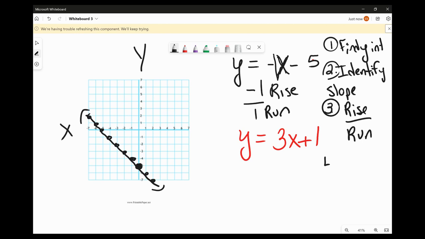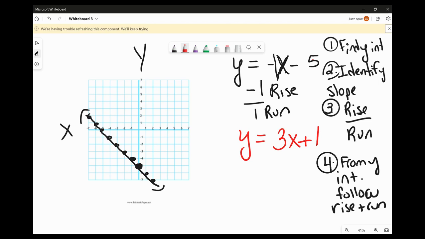After I determine the rise and the run from the y-intercept, you follow the rise and the run to make more points, and then you just connect them. Whoops, I am being messy today. That's how we would do that. So let's follow that with the second one.